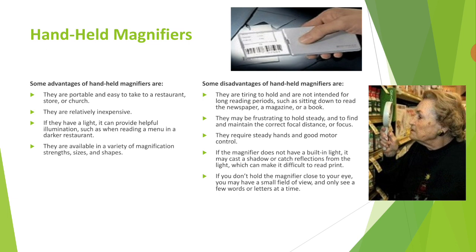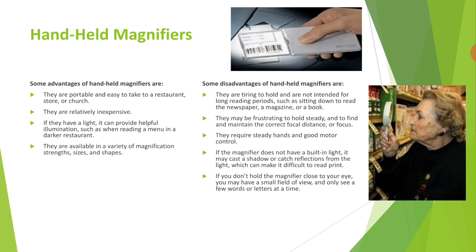So for a low vision patient, you can use this anytime. Four, they are available in a variety of magnifications, strengths, sizes, and shapes. So what are the disadvantages when you use this? One, they are tiring to hold and are not intended for a long reading period, such as sitting down to read a newspaper, a magazine, or a book.